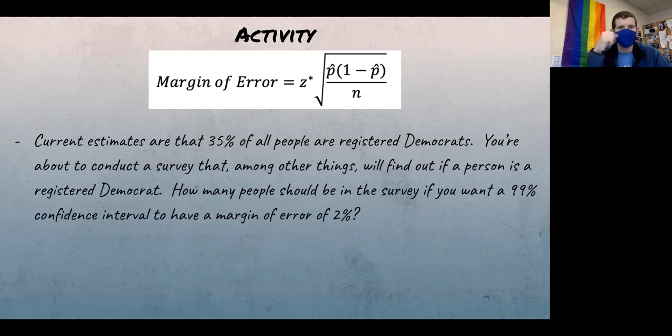All right. Current estimates are that 35% of all people are registered Democrats. You're about to conduct a survey that, among other things, will find out if a person is a registered Democrat. How many people should be in the survey if you want a 99% confidence interval to have a margin of error of 2%? All right. Any thoughts on what we should do for this particular problem? I'm just going to put the equal sign. We're going to have an equation written down. Any ideas of what should go in that equation and where?